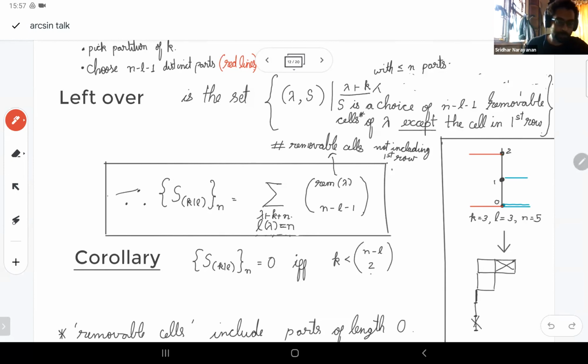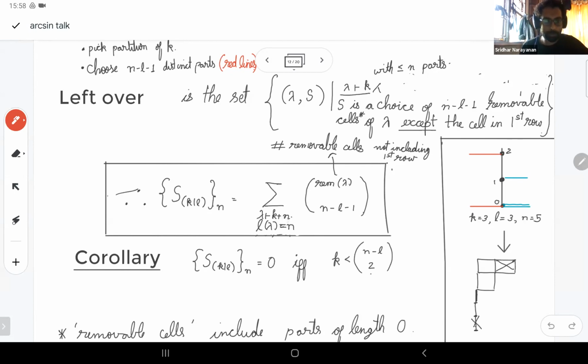So once we've picked the partition, we must pick where the red lines lie. One of the red lines lies on the first part, which we know. So we must pick the remaining n minus L minus 1 red lines, right? That's why we're picking n minus L minus 1 distinct parts. So the result of all of this is that the sign moment is this sum. It's a sum over all partitions of K.